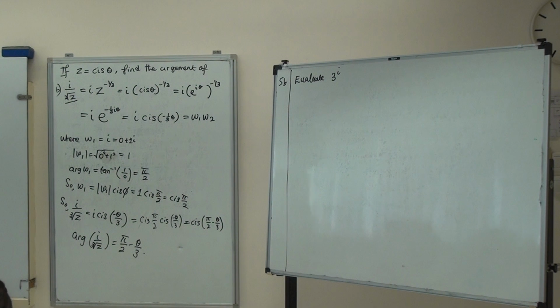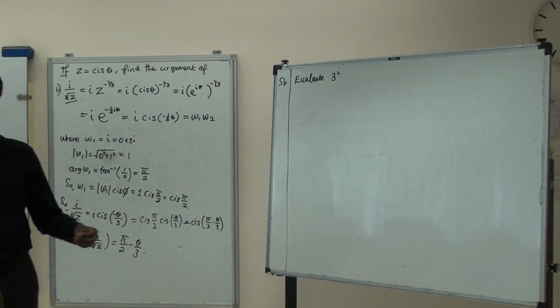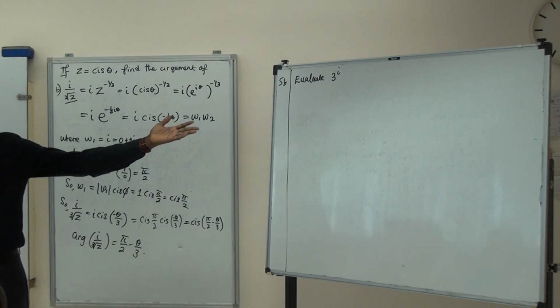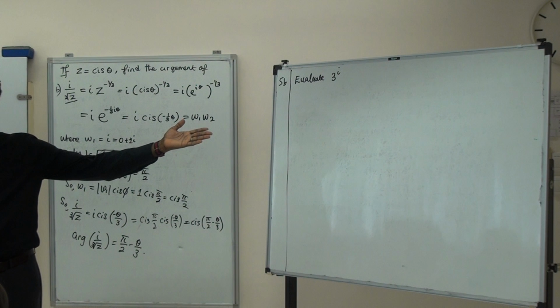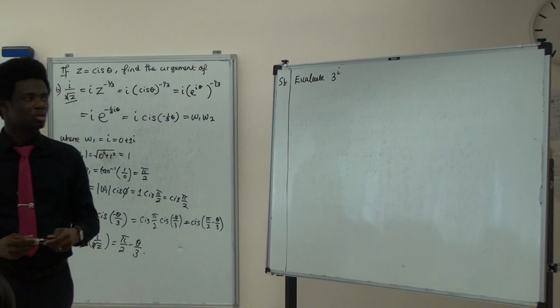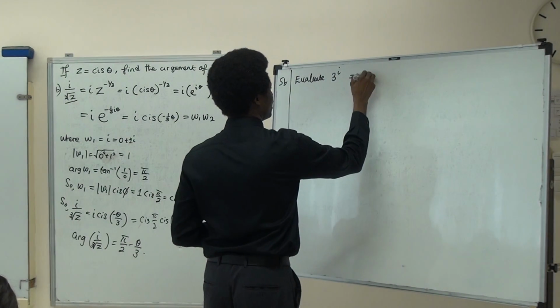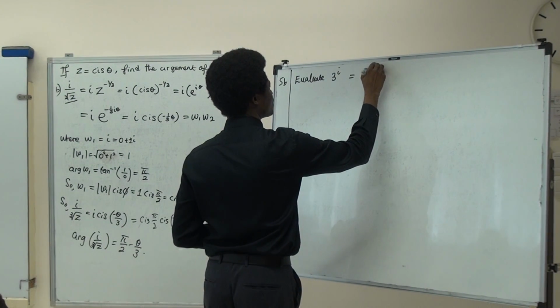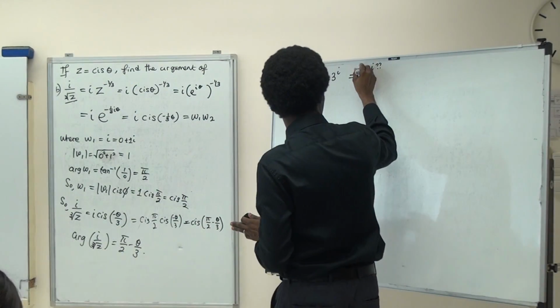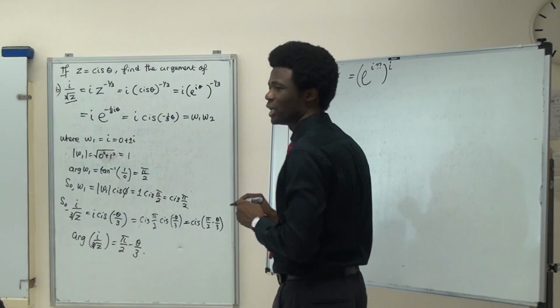What do you change to Euler form? 3, yes. Change 3 to Euler form, and it comes with i. So 3 is going to be exponential i something, then raised to power i. What does that tell you?